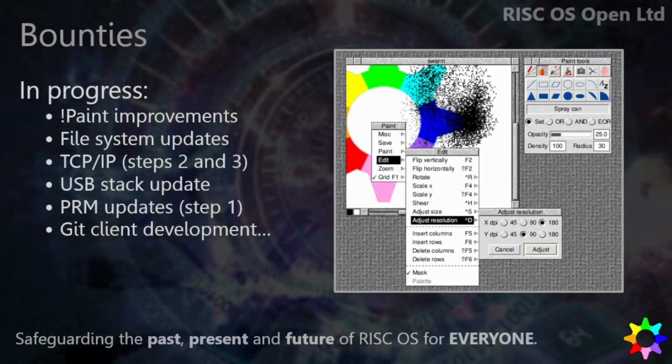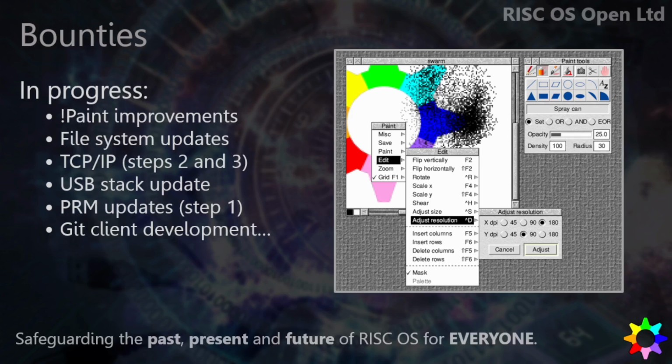So talking about the things that are in progress, the paint improvements bounty has been gradually adding more and more features and making progress quite well. In fact, some of those features made it into RISC OS 5.30, and some of them are in the nightly builds now. So you can finally, at long last, adjust the resolution, the DPI, of images. It used to be that in Paint you created an image at a certain DPI and then you could never change it after that. And you've got transparency.